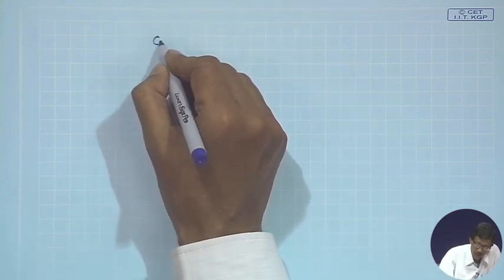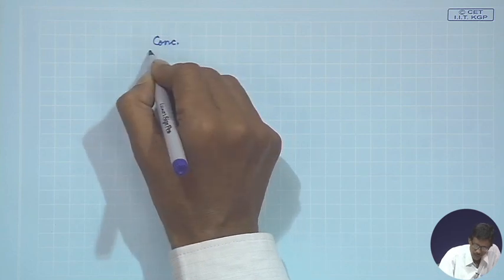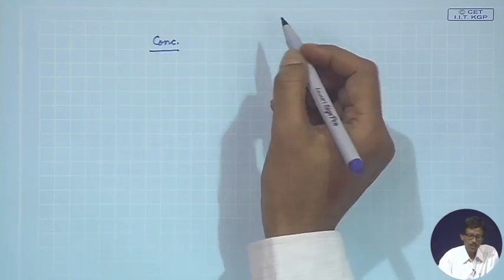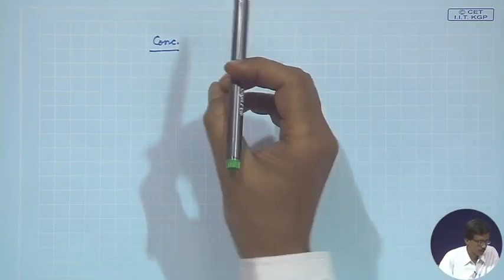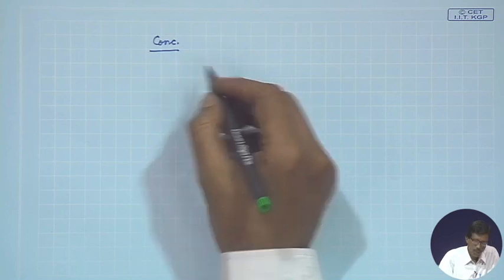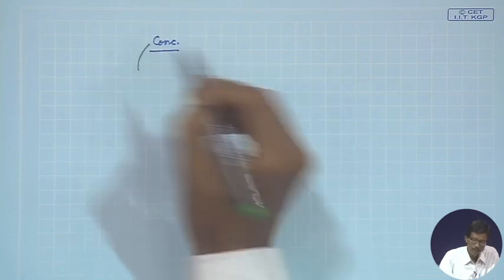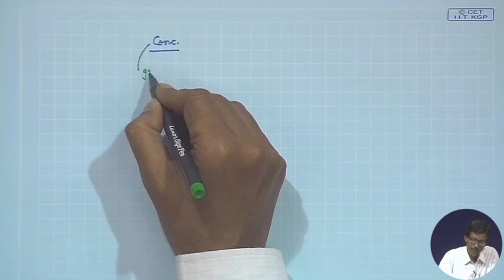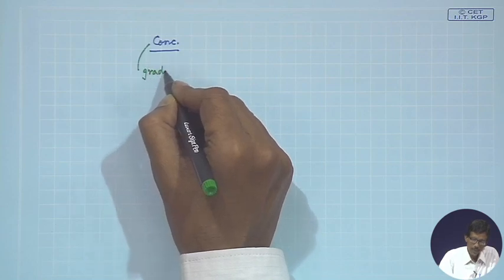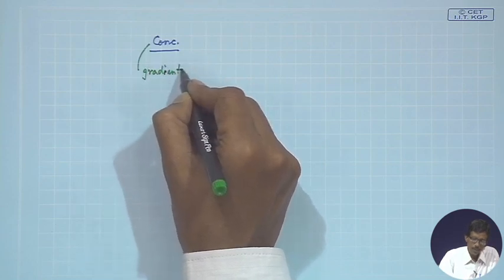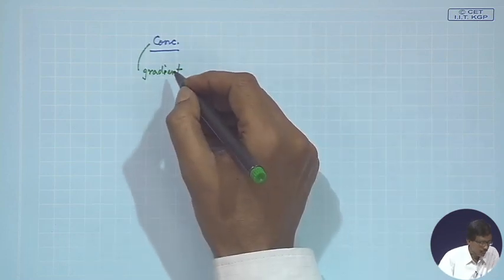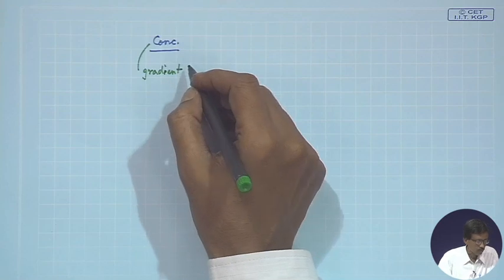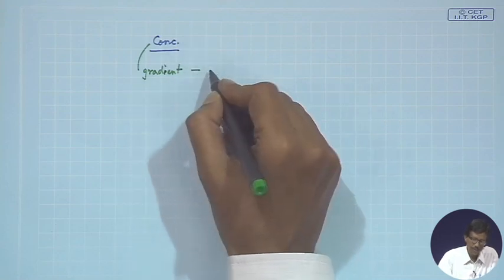When we talk in terms of concentration, this is a very important aspect to understand, since we have a variable concentration of the solutions. When you have a concentration, definitely we must have a concentration gradient in the solution, and that concentration gradient is very important in terms of the rate of mass transfer.